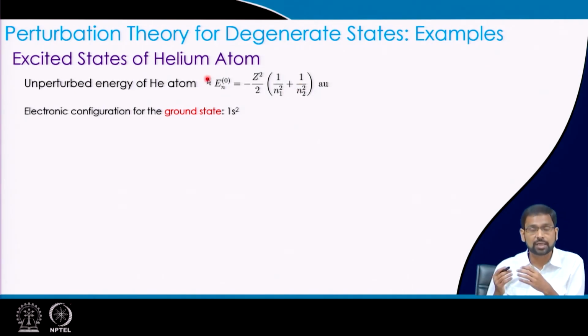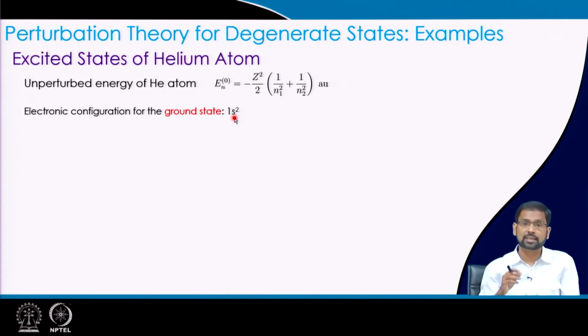What will be the ground state energy? The ground state we will obtain when n1 and n2 both are 1. So you would see that 1 plus 1 is 2, and this will be simply minus 4 atomic units. The ground state configuration is 1s2, that means both the electrons are present in the 1s orbital. So n is 1, and that's why we got this energy.